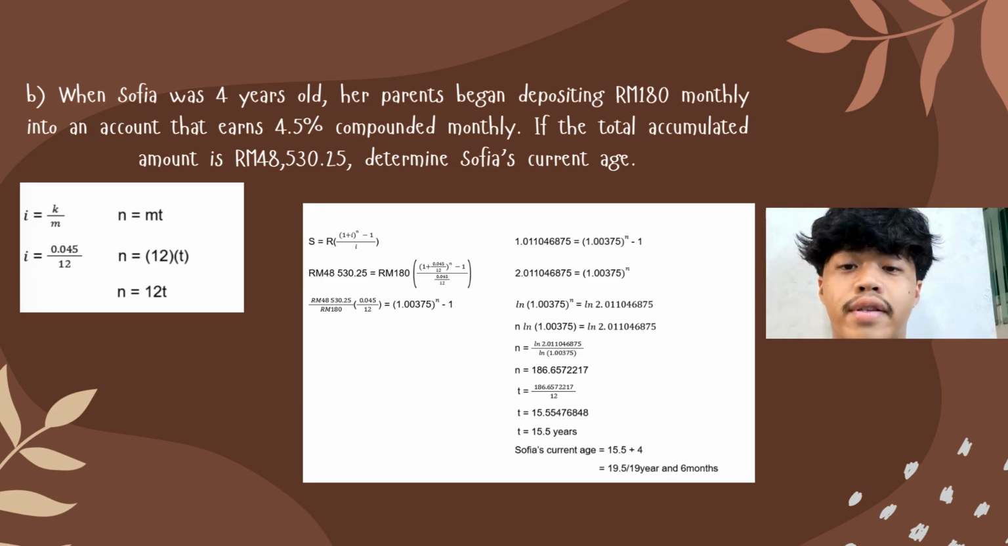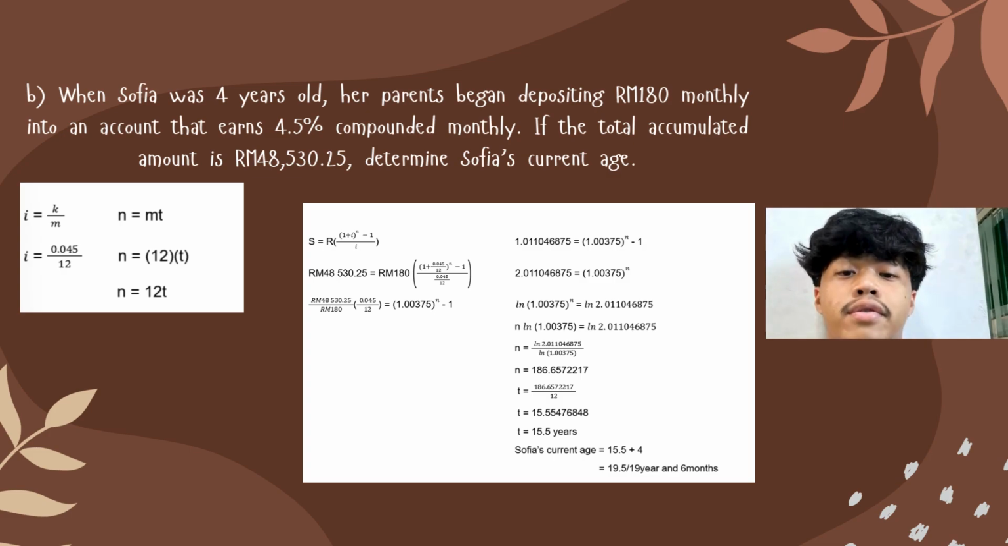To find the t value, we must divide it by 12 because n is equal to m multiplied by t. So 186.6572217 divided by 12, and we got the t value, which is 15.55476848, which is 15.5 years. So Sophia's current age is equal to 15.5 plus 4, because her parents began depositing the money when she was 4 years old. So Sophia's age right now is 19.5 years, or 19 years and 6 months.